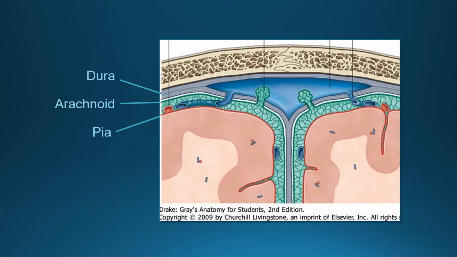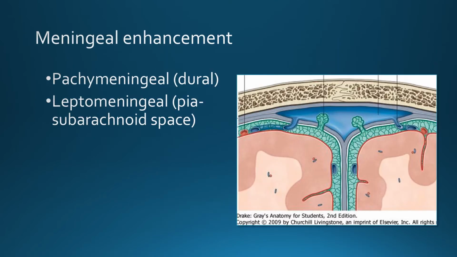Before we go any further, I just want to review quickly the meninges, so we can talk about meningeal enhancement. The dura, arachnoid, and pia. Dura is the pachymeninges, the arachnoid and pia are the leptomeninges. When we talk about meningeal enhancement, pachymeningeal enhancement refers to enhancement of the dura, and leptomeningeal enhancement is enhancement of the pia and subarachnoid space.